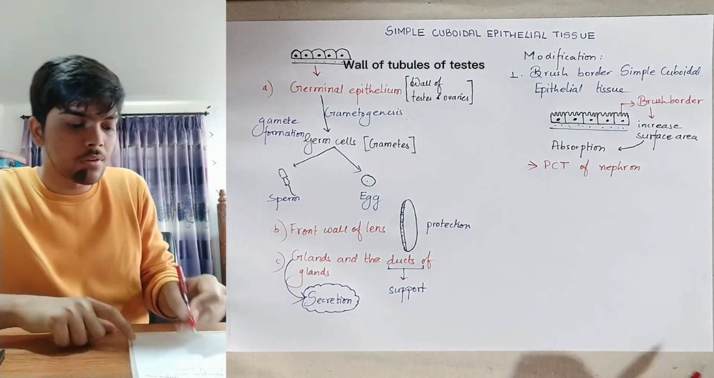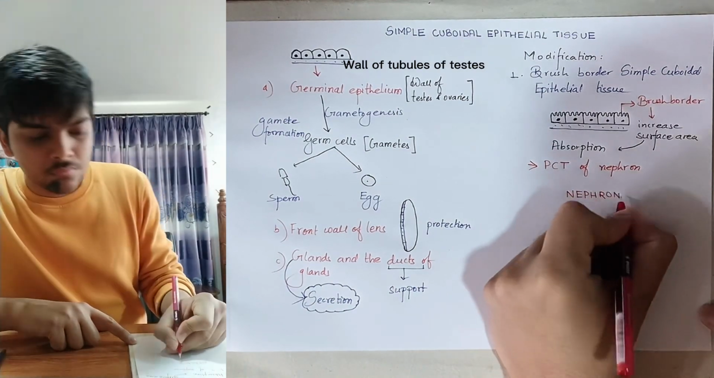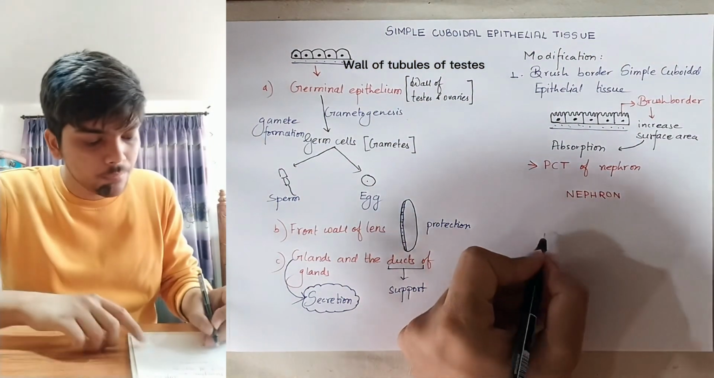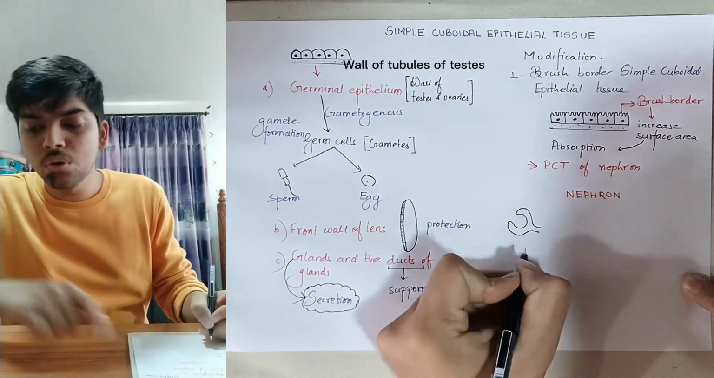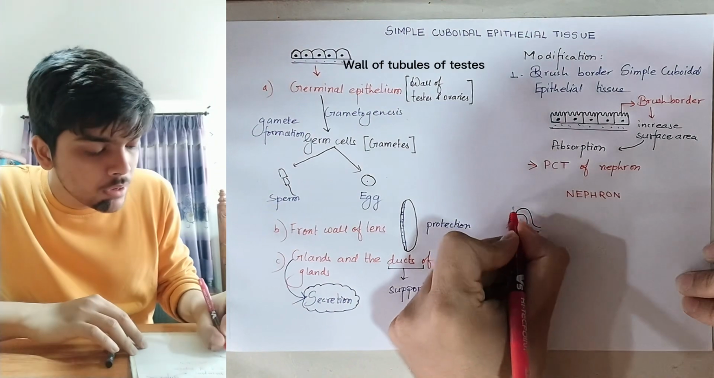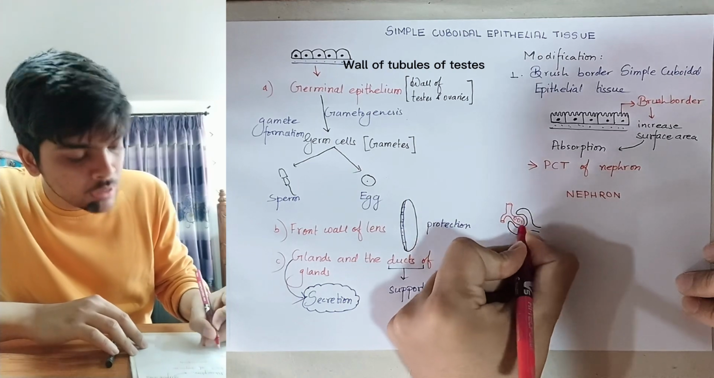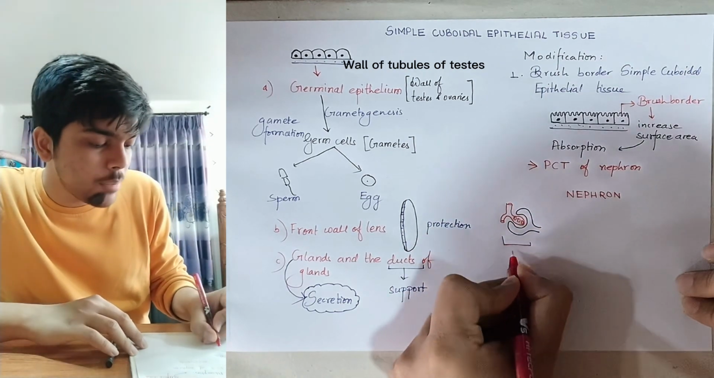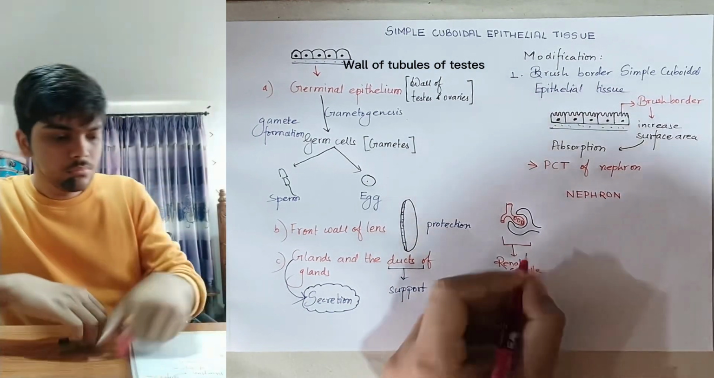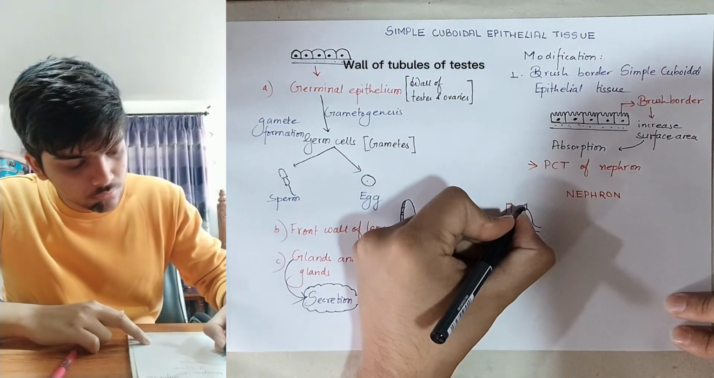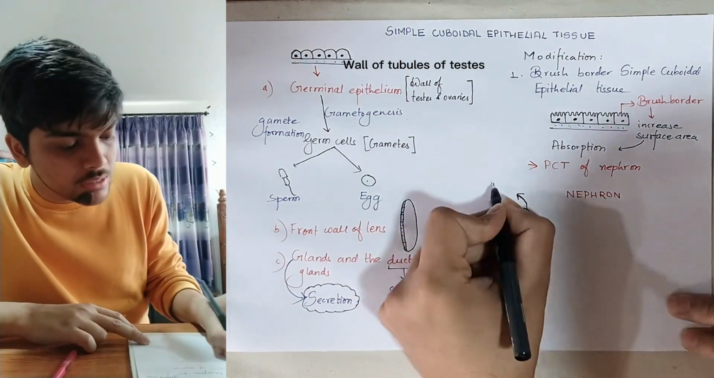And that is nephron. The first part of nephron is your renal capsule. The renal capsule consists of two parts. So this part is your renal capsule. The cup-like structure that is present in the renal capsule is the Bowman's capsule.